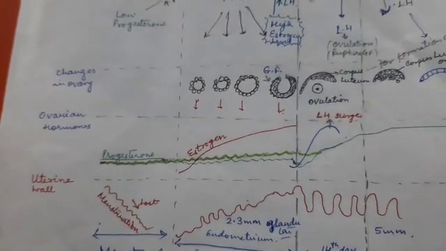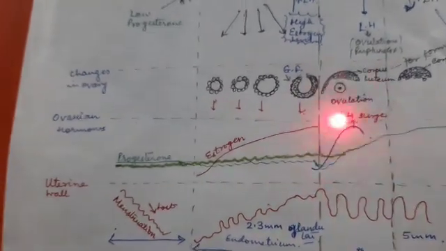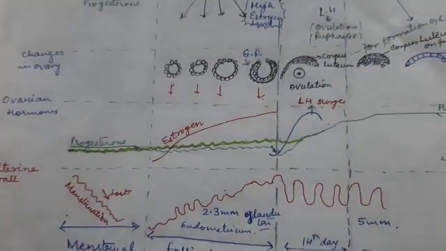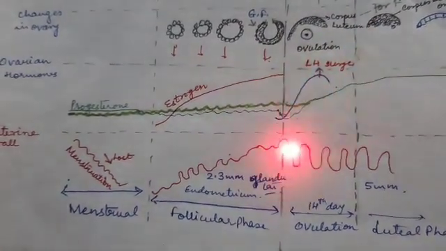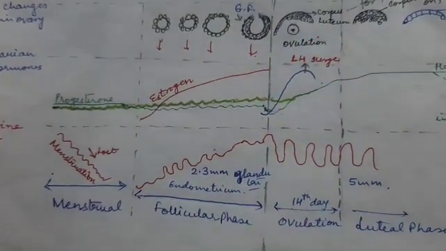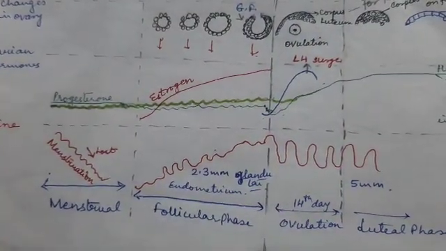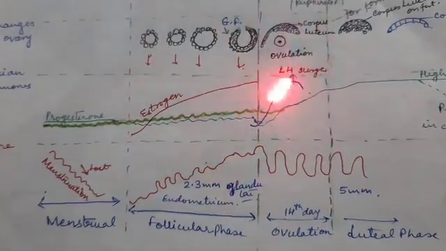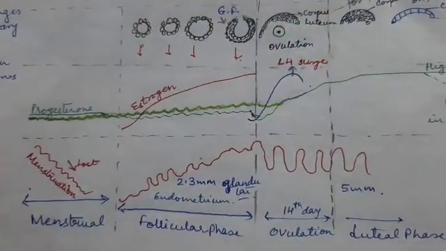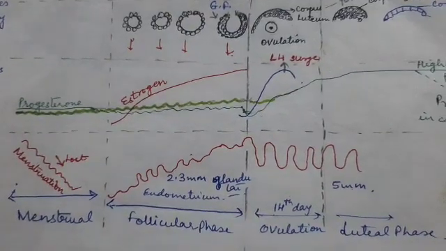This takes place on the 14th day, that is called as ovulation. So here ovulation is taking place. At this point LH is maximum. अब यहाँ पे LH maximum हो गया, and this high LH we call it as LH surge. This peak, this is what we call as LH surge, and it's responsible for ovulation.